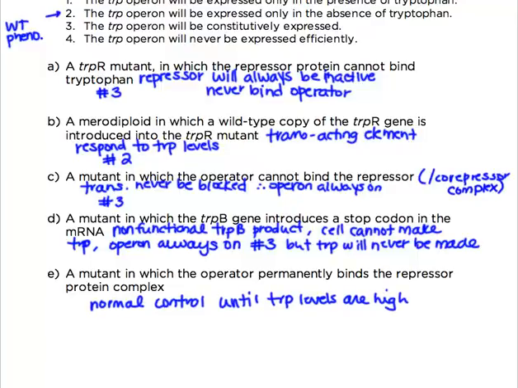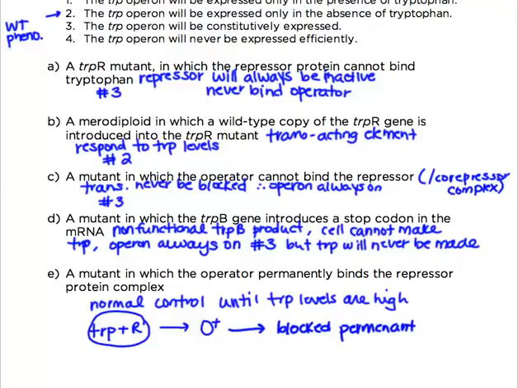And when the levels become high, the excess tryptophan will bind to the repressor protein, make an active complex, which will bind to the operator. And in this case, it's saying that the operator permanently binds this repressor protein. So this means that transcription of the rest of the operon will be blocked permanently. Once it is repressed, there's no way for it to be unrepressed again. Okay, so permanent binding, it will never come off, and the operon will be completely turned off, which is number 4 phenotype.